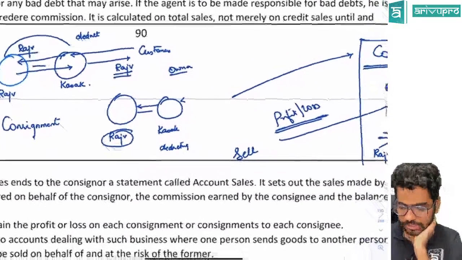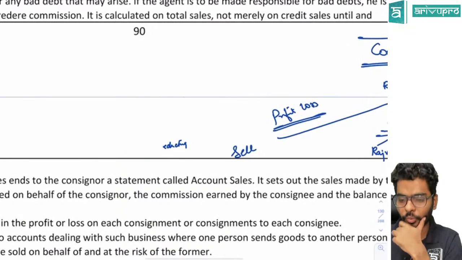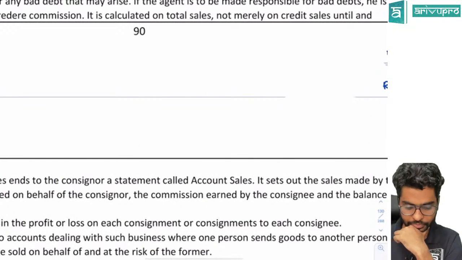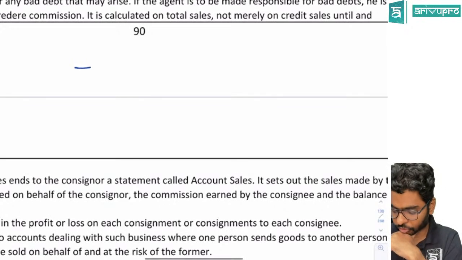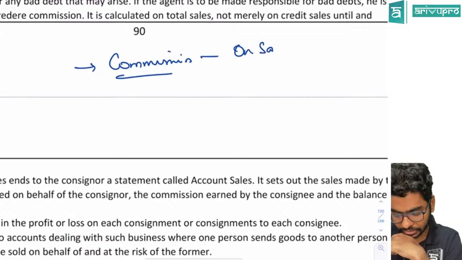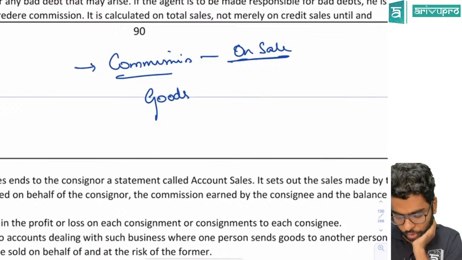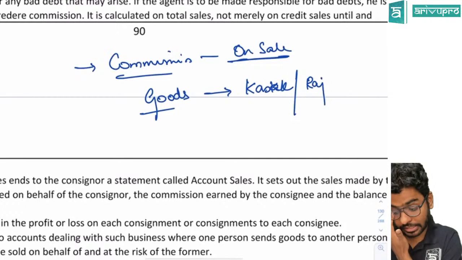Now, why would Kasak agree to do it? Kasak would agree to do it for a commission on the sale made. If goods do not get sold, who's responsible for it? Is it Kasak or is it Rajiv?